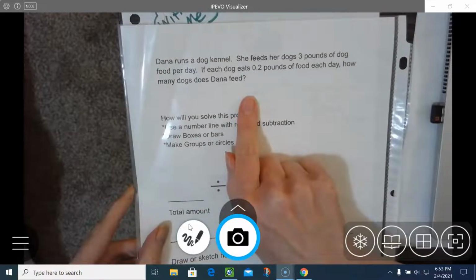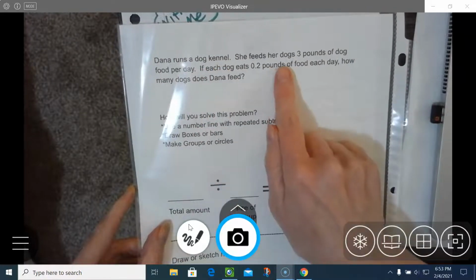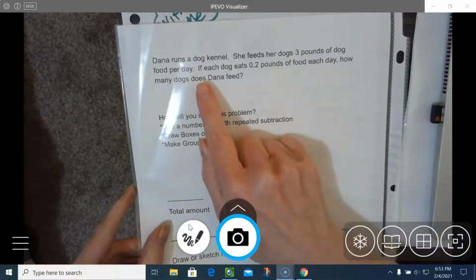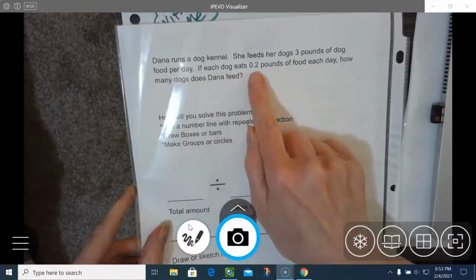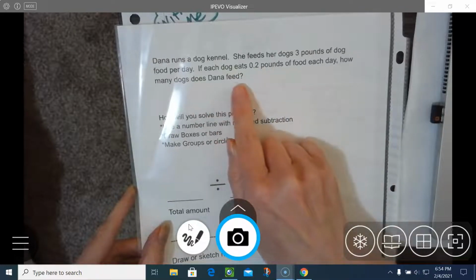So here's the story problem we are going to solve. Dana runs a dog kennel. She feeds her dogs 3 pounds of dog food per day. If each dog eats 2/10 pounds of food each day, how many dogs does Dana feed?